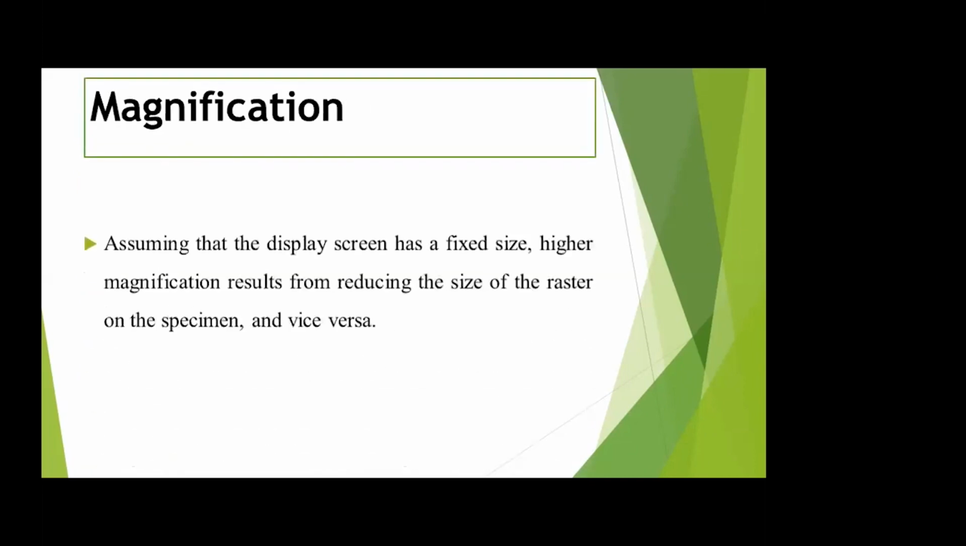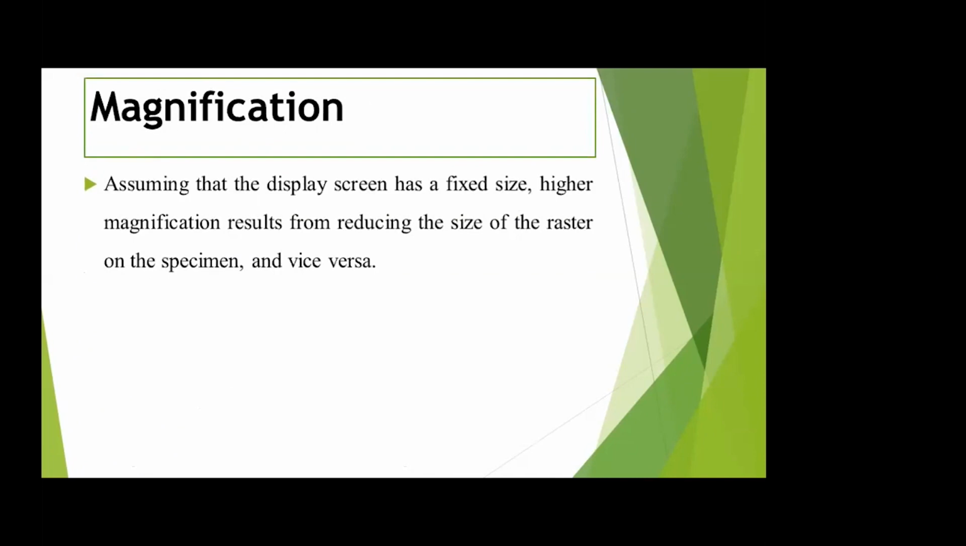Suppose we assume that the display screen has a fixed size. It is true also. The display screen has a fixed size. It is not going to change. Higher magnification can be attained when you reduce the size of the raster on the specimen, and vice versa. That is, if a larger raster is scanned on the specimen, the magnification will be smaller. If a smaller area is scanned, the image will be larger.